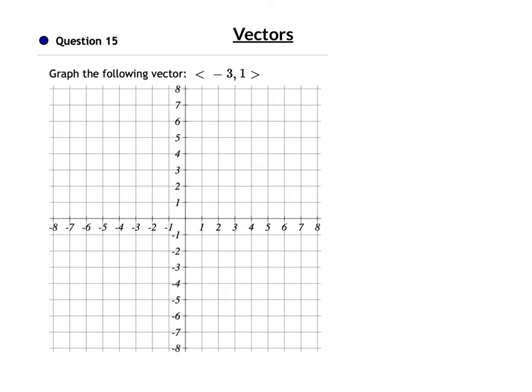Question 15. Graph the following point. It's in component form, so the initial point would be at the origin. The terminal point would be -3 for X and up 1. So we're going to start at (0, 0) and end at (-3, 1).